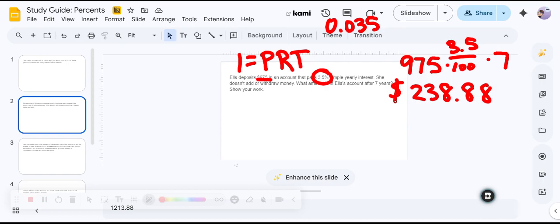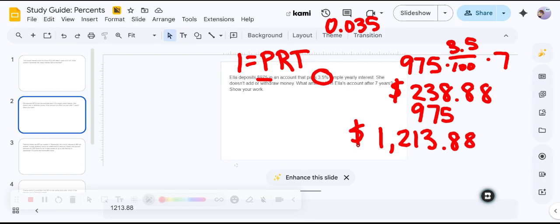So there's her interest. But she doesn't add or withdraw any money. So that original 975 is still in her account as well. So we're going to add that to the interest. And that gets $1,213.88.